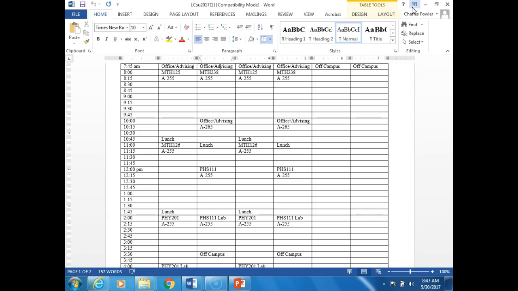So there's my locator card. And very little office advising hours. These 2 1-hour blocks, all I got.